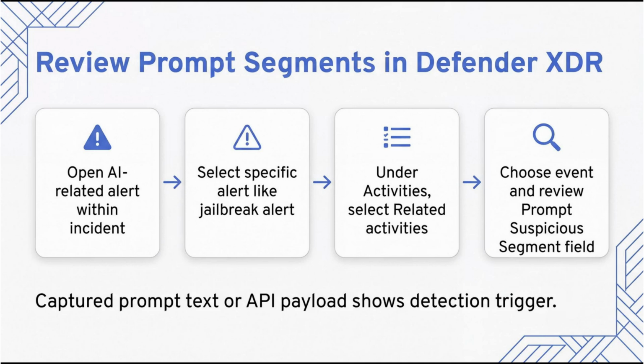When investigating AI threats, Defender XDR allows you to review the actual prompt segments that triggered alerts. Start by opening an AI related alert within an incident. Select a specific alert, such as a jailbreak detection. Then, under the Activities tab, choose Related Activities. Finally, select the event and examine the prompt suspicious segment field. This displays the captured redacted prompt text or API payload, clearly showing the exact pattern that triggered the detection, giving you precise evidence for investigation and response.